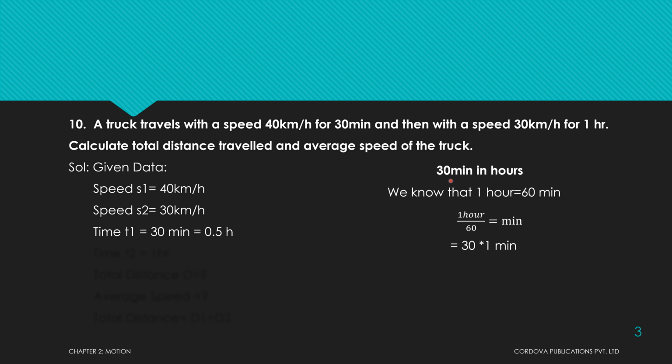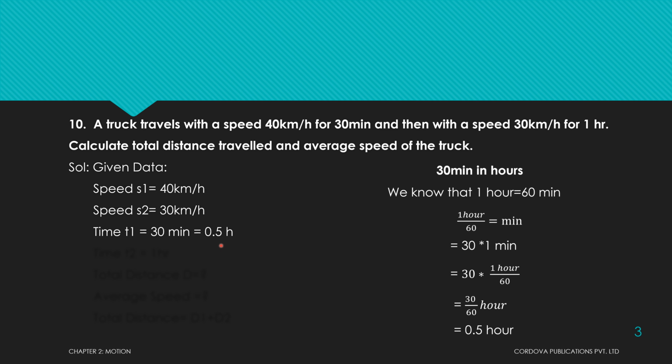So this 30 minutes, I am just writing as 30 into 1 minute. For your clear understanding, I am doing it step by step without skipping a single step, right? So I'm writing it as 30 into 1 minute because this minute should be substituted over here. So what is 1 minute? 1 minute is 1 hour by 60. So 30 into 1 hour by 60, and if you just cancel it, you will get 30 by 60. So you will get 0.5 hours. So this is how I got 0.5 hours. I hope it's clear.